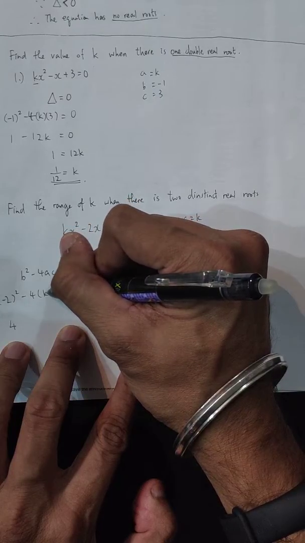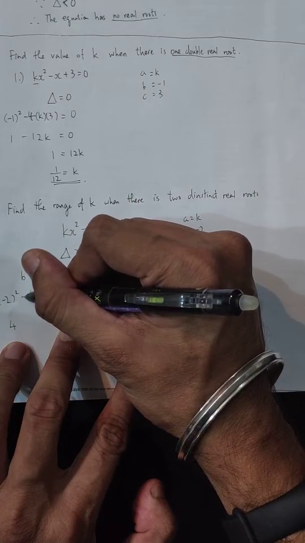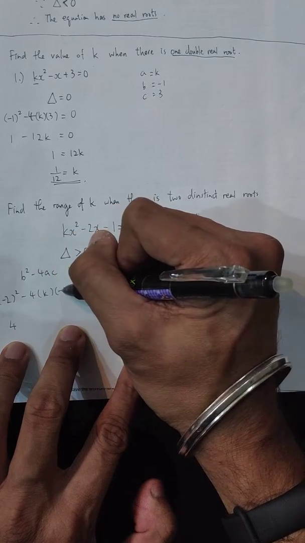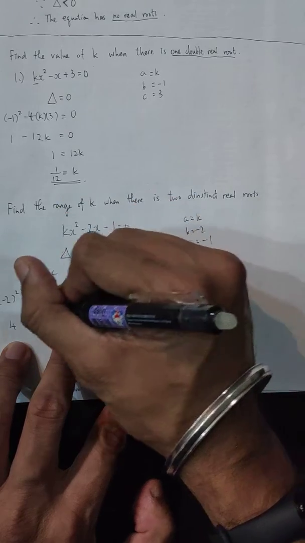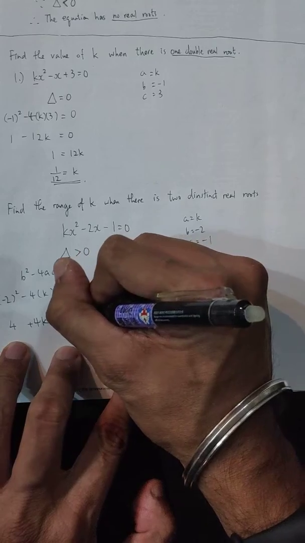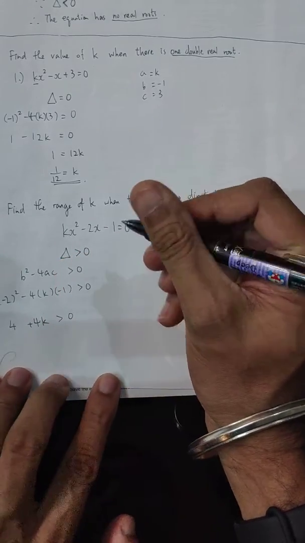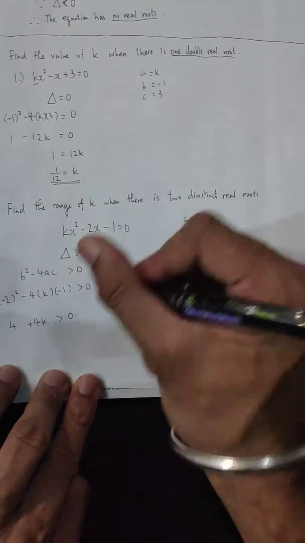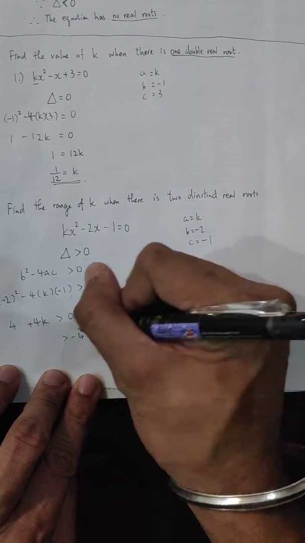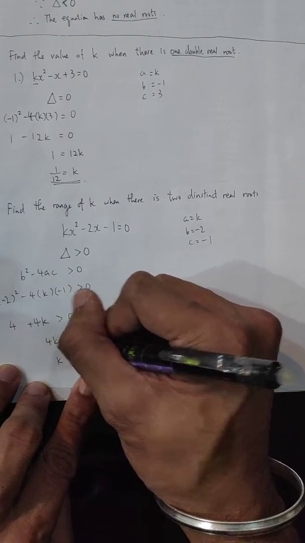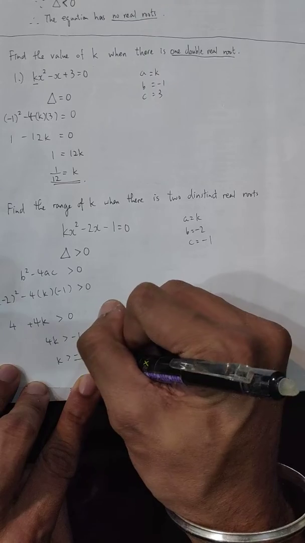-4 times k is -4k, but make sure there's a negative sign as well. So actually, what you would have done is -4 times -1, which makes it positive. So overall, this will be positive. So positive 4k, and it's greater than 0. And again, the same thing, because 4 is already positive, I would move the 4 over to make it -4. And finally, I will divide the 4 from the 4k to the other side.